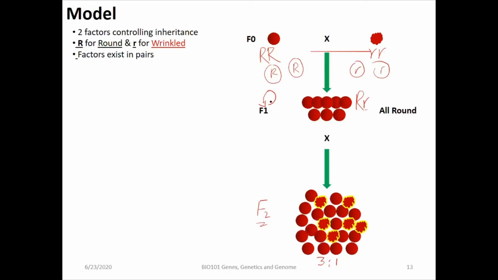Now, once you self-pollinate F1, self-pollination will be this parent within itself. Now, in the F2, only half of the factor can be contributed. What are those two half factors? Either this one or this one, and from this parent, this one or this one.